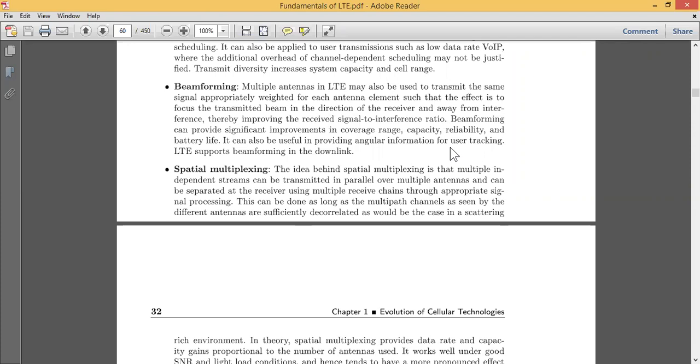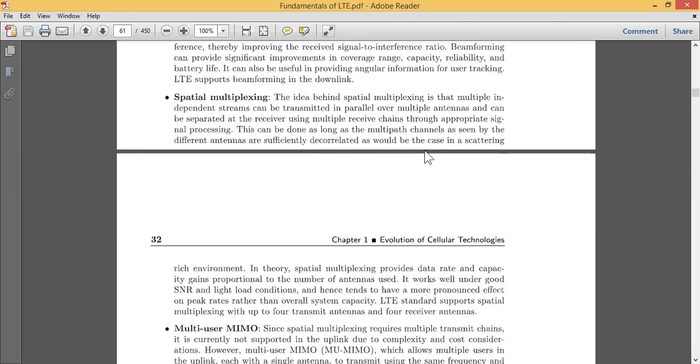So therefore, we try to make use of GPS systems, or the location. So if you make use of this particular beamforming technique, LTE will cooperate in a better manner.